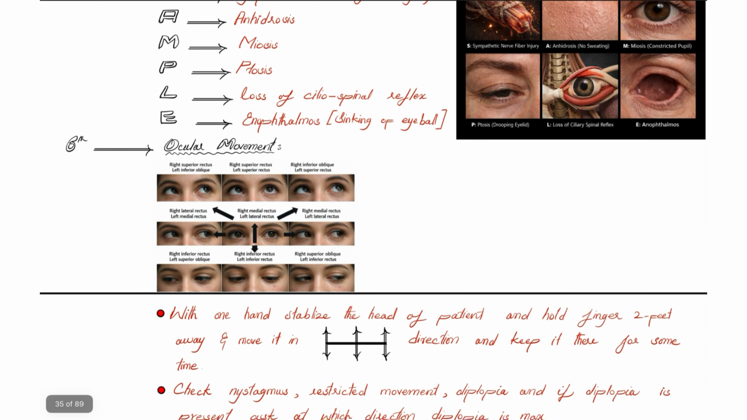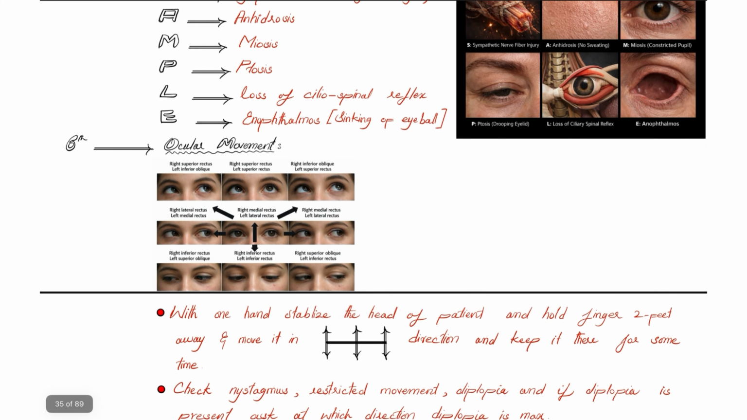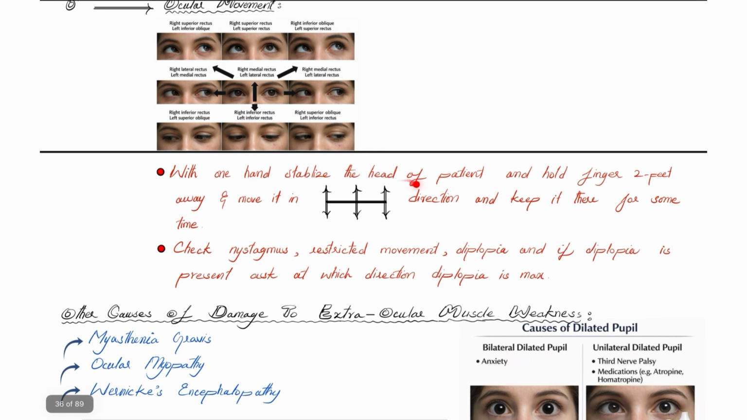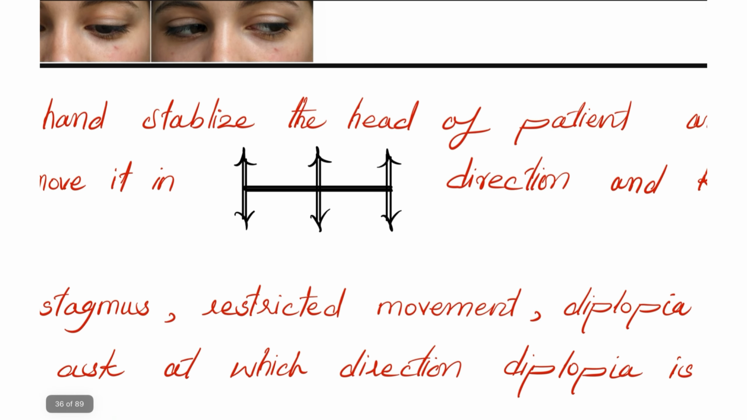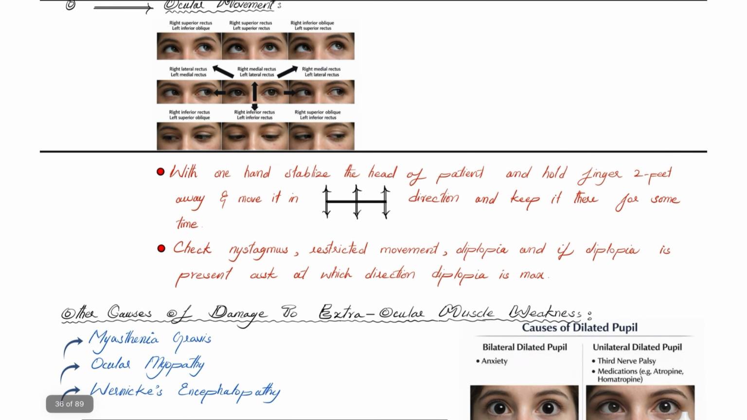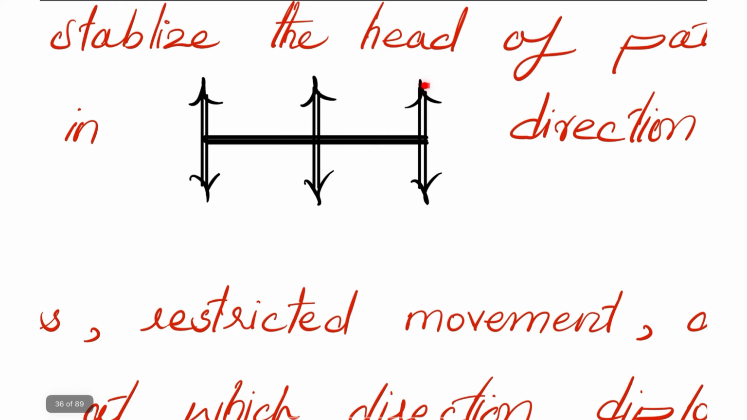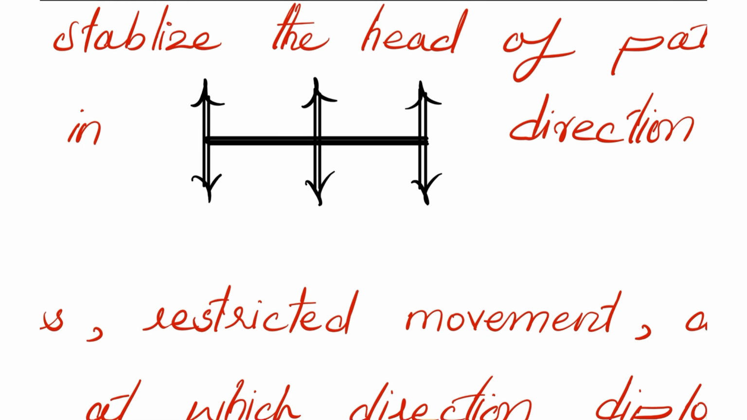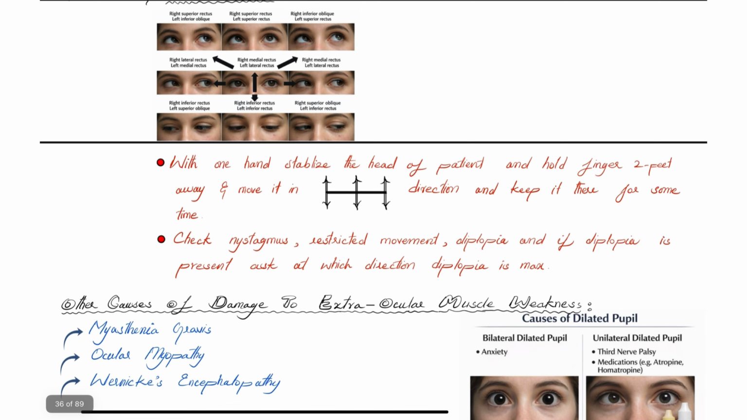And the last step that you have to do in the case of eye examination is ocular movement examination. Now, how you have to perform it: with one hand stabilize the patient's head and hold your fingers 2 feet away and move them in these directions. I have already mapped it here for you. When you reach the extreme of the movement, keep it there for some time and check for nystagmus, restricted movement, and diplopia, and if diplopia is present, ask in which direction the diplopia is maximum.